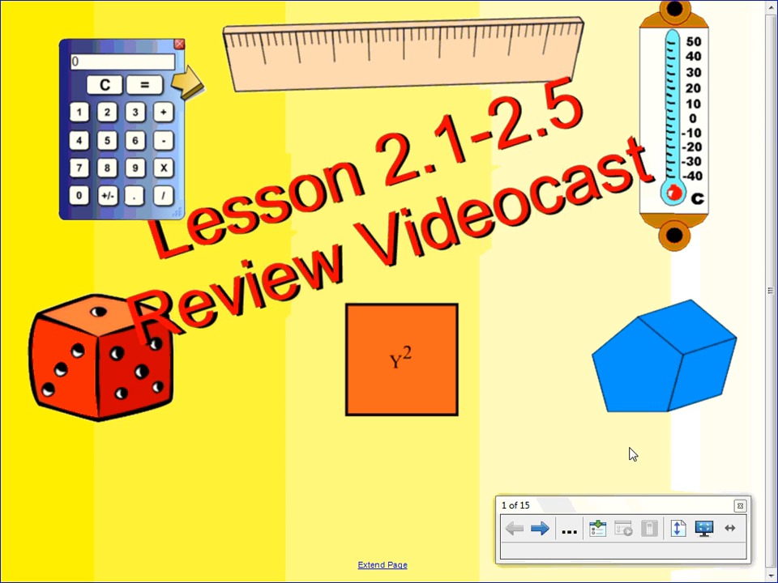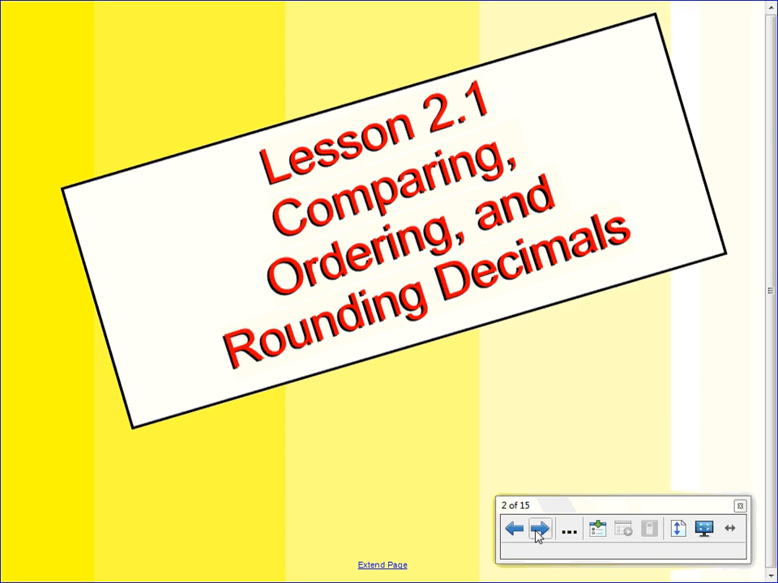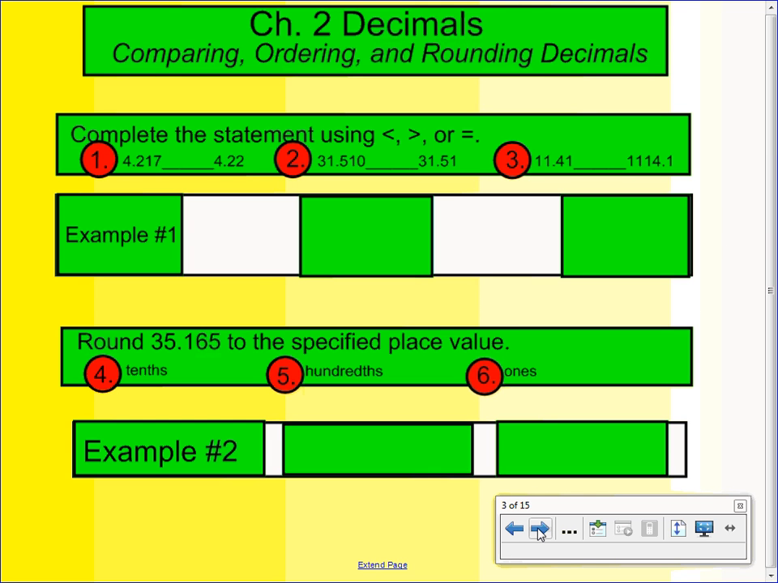If you do not have your graph paper and a pencil, please go and get those items right now. We are starting with lesson 2.1, which is comparing, ordering, and rounding decimals.